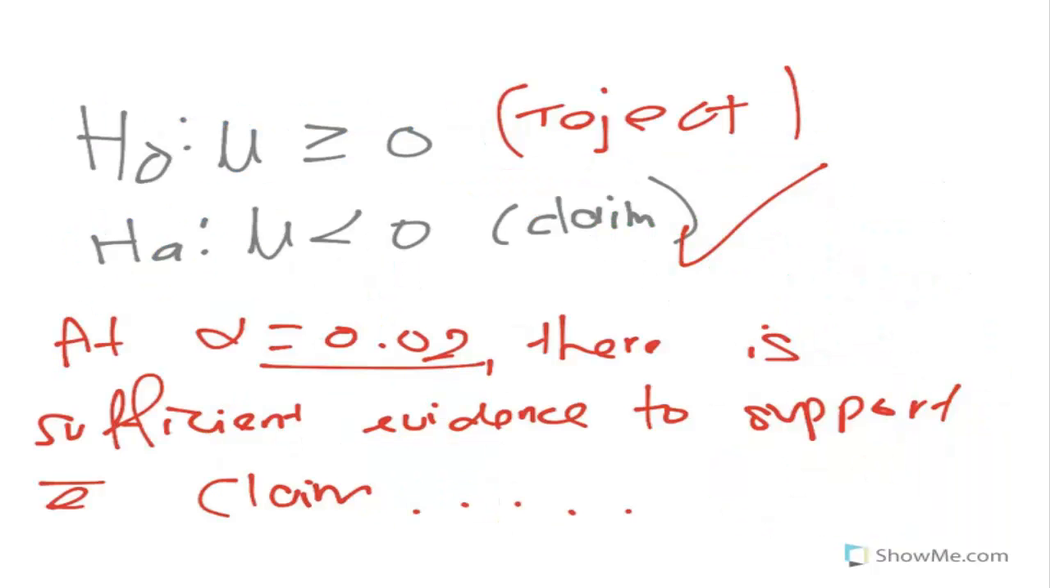So based on our hypothesis, since our H0 is not the claim, HA is the claim, and we reject H0, we accept the claim. But if, for instance, the claim is H0 and we reject H0, which means we are rejecting the claim, and we write at alpha equals 0.02, there is insufficient evidence to support the claim, if our claim is H0 in this case. But since our claim is HA and we reject H0, there is enough evidence. I hope I'm not confusing you guys.